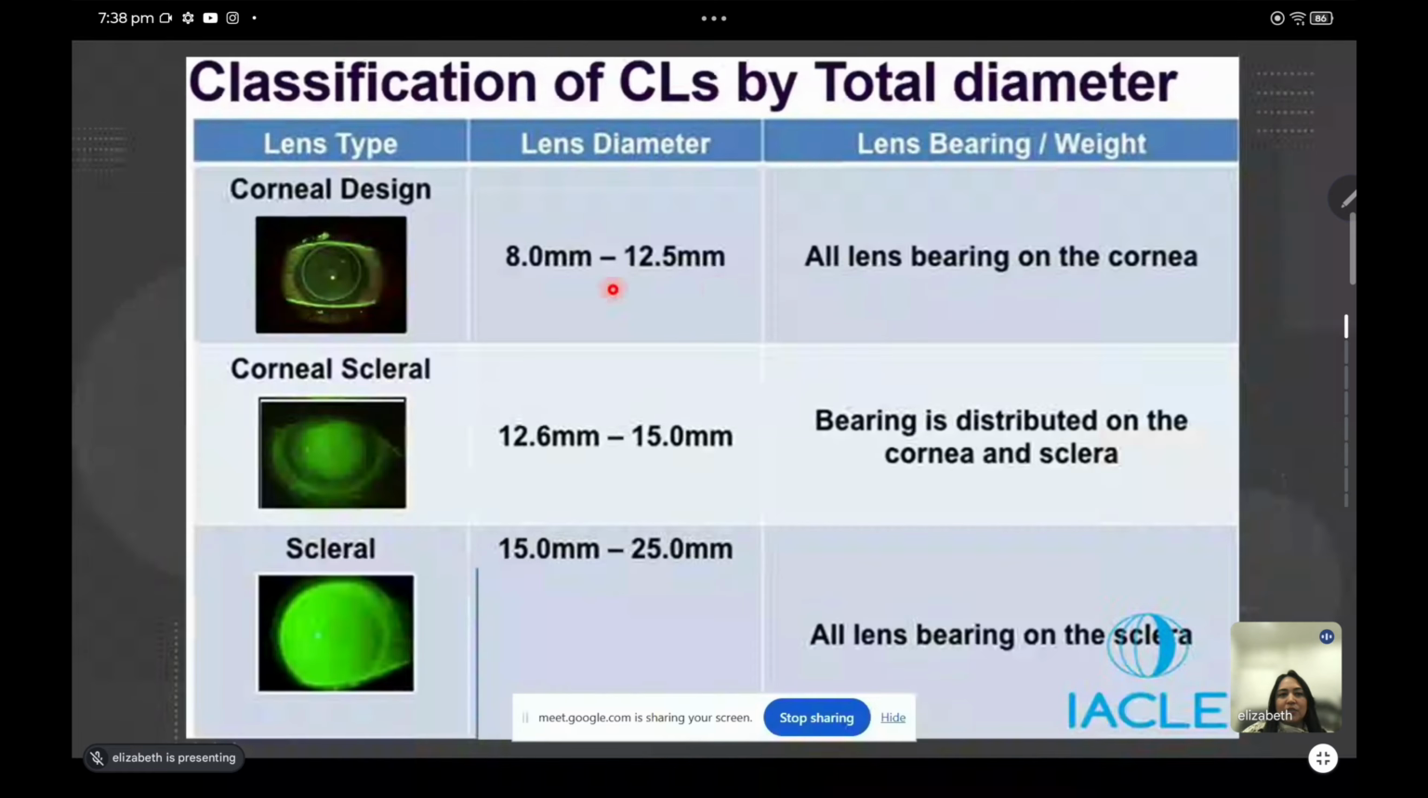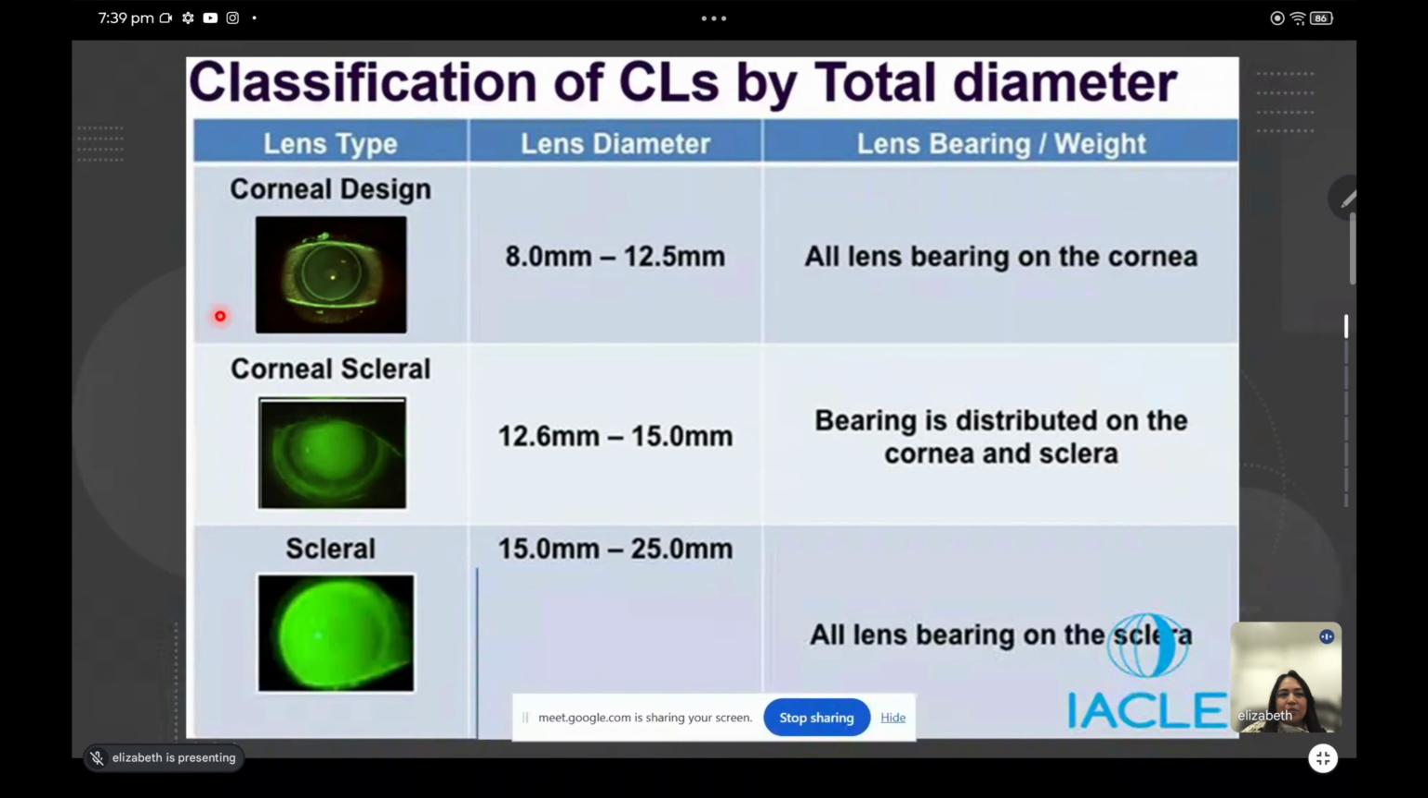So the different types of RGPs that we have, we can classify them according to their lens diameter, and also that is based on where the lens bears the weight as well. Then the other specialty lens that we're quite familiar with is scleral lenses. So scleral lenses are around 15 to 25 millimeters in diameter, and for these lenses, all of the weight bears on the sclera completely. So these lenses are designed to not touch the cornea at all. All of the weight lands directly onto the sclera.